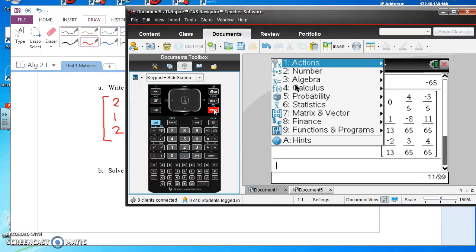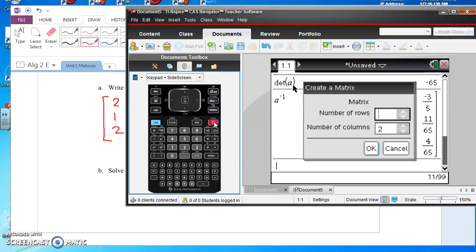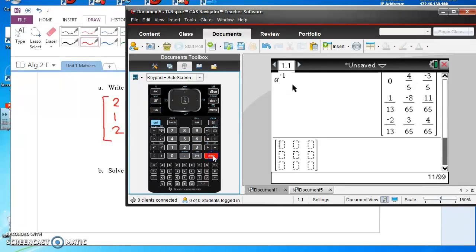So menu, number 7, create matrix. That is a 3 by 3. And okay, so let's try this again. This matrix is 2, -3, and 0. And then 1, 4, -1, and then 2, 1, 2. Double check it: 2, -3, 0, 1, 4, -1, 2, 1, 2. Okay, that's the matrix. I will tab outside.